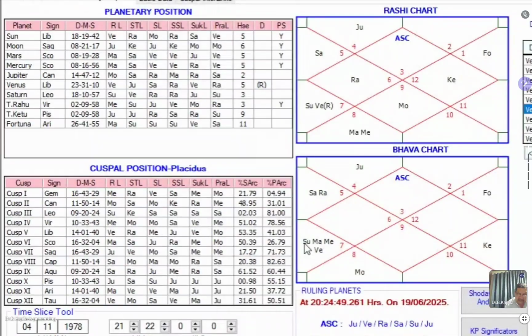It can cause the death of the relative of the native about whom we are discussing. So Venus dasha is a strong significator of death-giving houses, and it will give death to the father of the native. Yes, is this much clear?